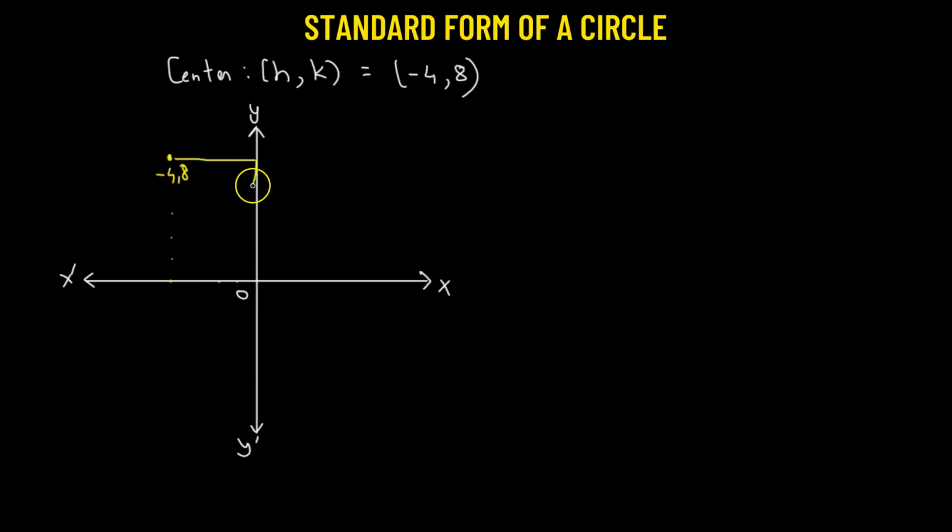So what we'll do, we'll try to construct a circle which has a radius of 4 units, and it has the coordinate of center at negative 4 comma 8. So this is the radius of the circle. Now let's go back to our original problem.